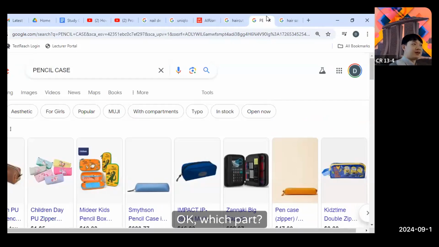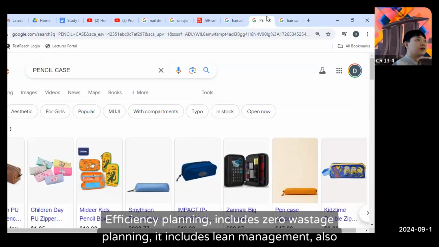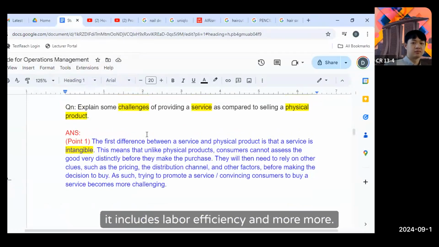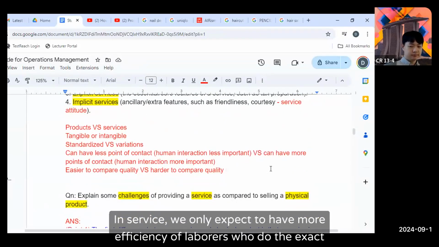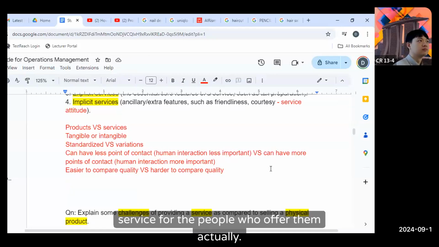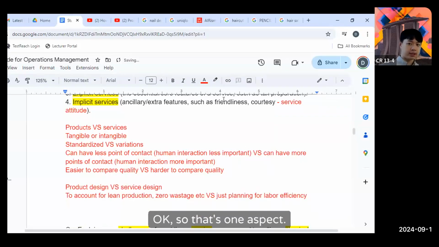Maybe different. Okay, which part? Manufacturing a product has a different operational plan. Efficiency planning includes zero wastage planning, lean management, also labor efficiency and more things. In service, we only expect to have more efficiency of labor who do the exact service for the people who offer them action. So that can be the major difference. Okay, so that's one aspect. Anything else?